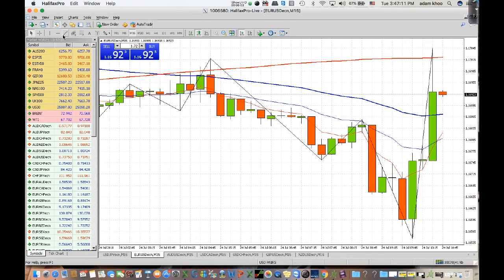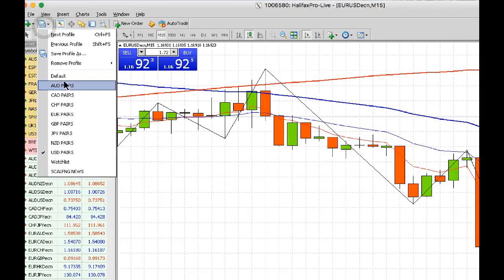Okay. Similarly, so what you want to do, you want to create Aussie dollar pairs, Canadian pairs, franc pairs, euro pairs, pound pairs, yen pairs, New Zealand pairs, and dollar pairs, right? So altogether 8 different profiles, okay? So this is when I trade my usual strategies, like I trade a bull flag, I trade the trend continuation entry pattern. Now, when I scalp the news, I've got a special one called scalping the news.